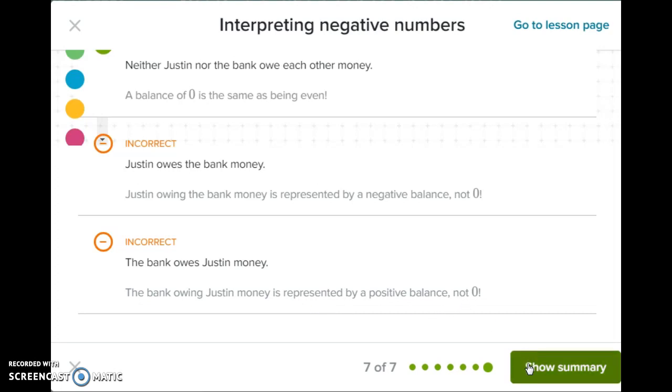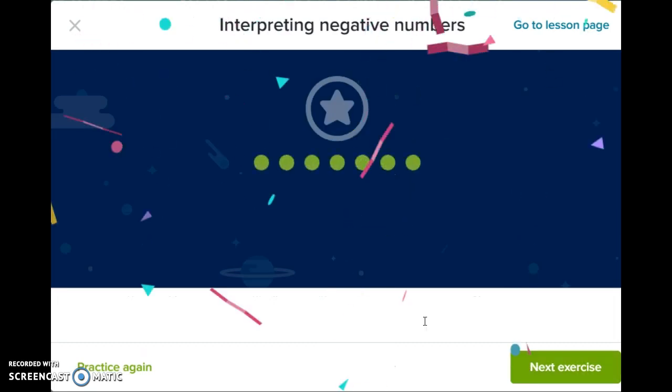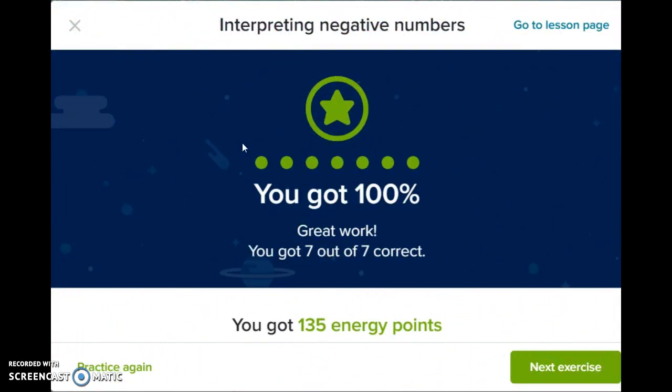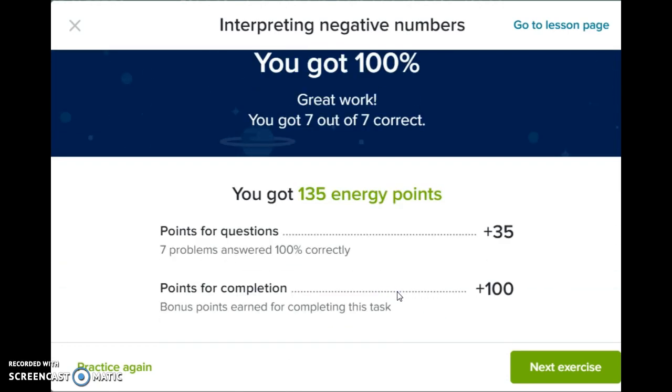We are getting short on time, so we are going to make this a bit quick. So we got 100%, and we got 7 out of 7 correct. We got 135 energy points for being right, but we can always get more from this part for not just completing the cast, but for continuing to try. And this is from Khan Academy, as I said before in my last video, as a lot of mine are going to be in my videos.